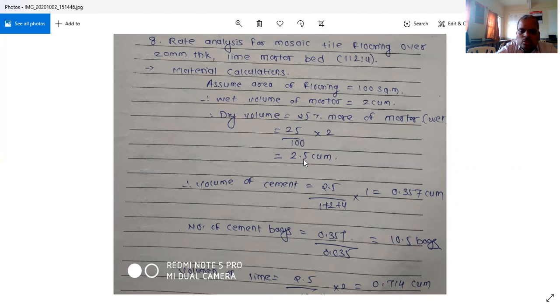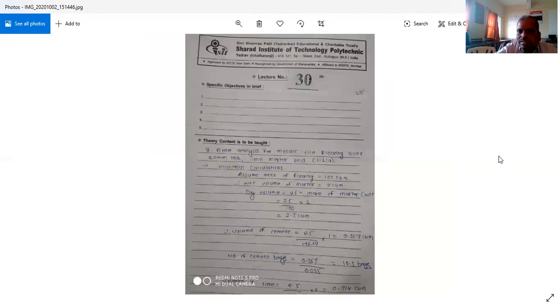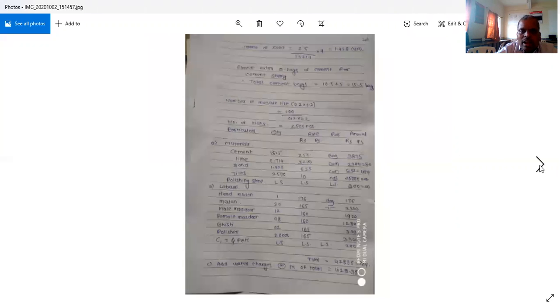So number of cement bags is equal to volume of cement divided by volume of one bag of cement, that is 0.357 divided by 0.035, that is 10.5 bags. In the same way, lime you have to calculate. It is 2.5 divided by 1 plus 2 plus 4, into 2, that is 0.714 cubic meter, which is the lime required. After that, the volume of the sand is 2.5 divided by 1 plus 2 plus 4, into 4, it is equal to 1.428 cubic meter.